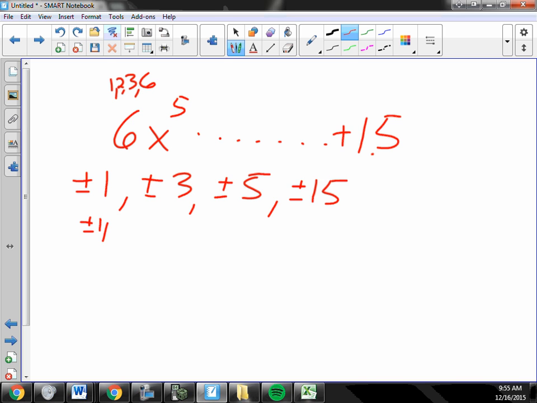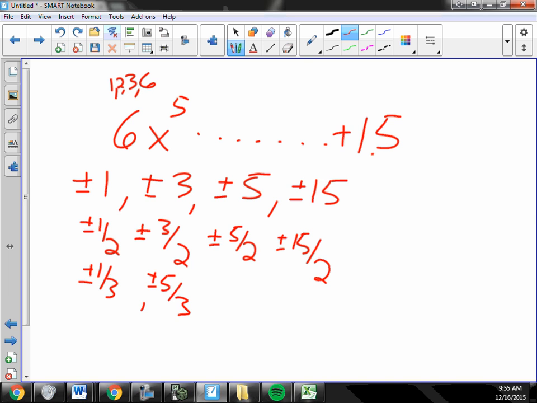So plus or minus 1 half, plus or minus 3 halves, plus or minus 5 halves, plus or minus 15 halves. Do I need to divide by 3? For some of them I do. I need to divide the first one by 3. I don't need to divide the second one because it's just 1. Plus or minus 5 thirds. And I don't need to divide 15.